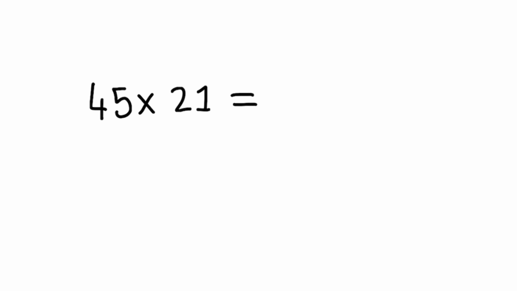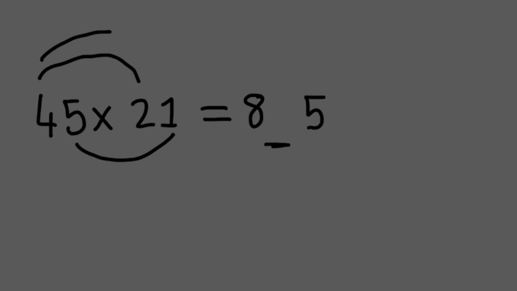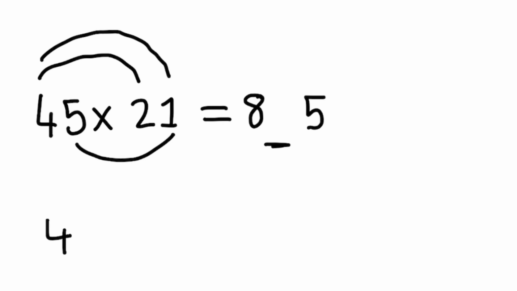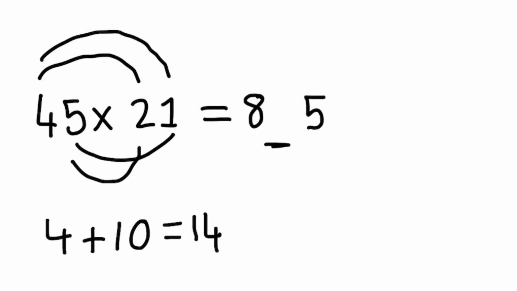So to start with, we'll do the first digits. 4 times 2, that's equal to 8. Then the last digits, 5 times 1 is equal to 5. Then we leave a gap for the middle by adding these two together. 4 times 1 is 4 and 5 times 2 is 10. Then we add these together to get 14. We put the 4 in the middle, that's where it goes.